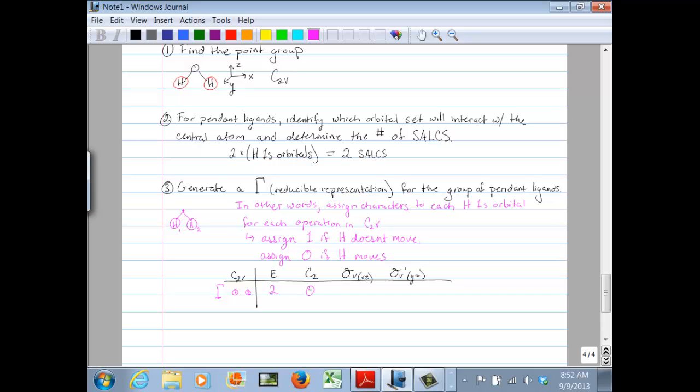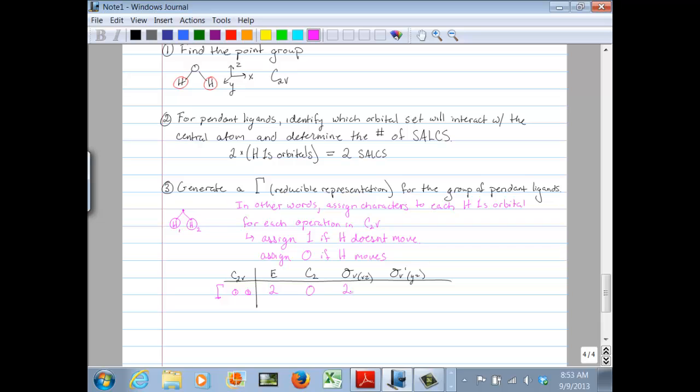For sigma V, we're going through the XZ plane. The coordinate system is up here. The XZ plane is the one in the plane of the page. What's the character under this sigma V? They both stay the same. Yes. So it's a 2.